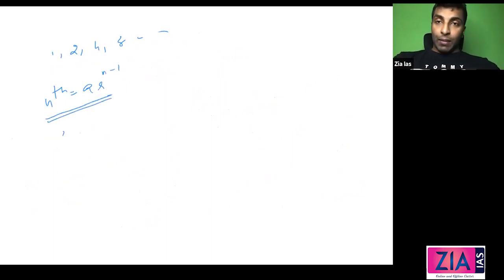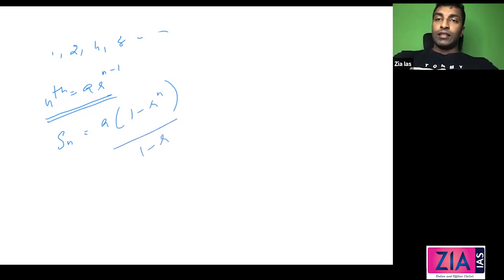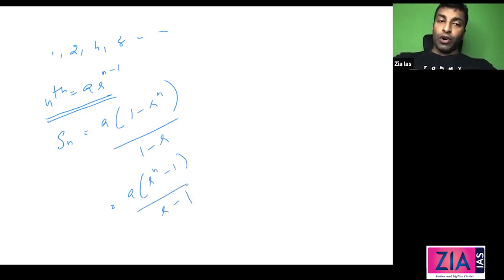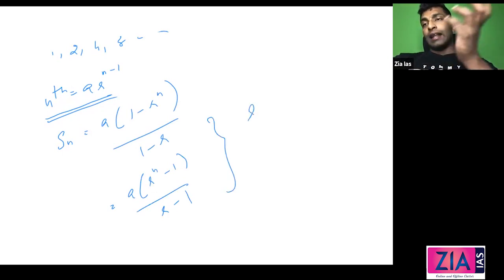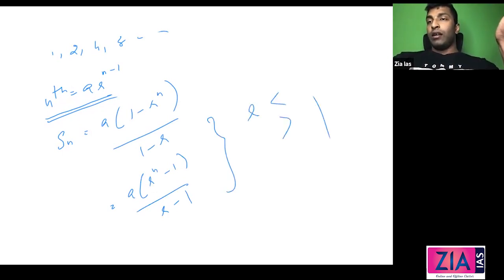If you need to find the sum, it depends on two aspects related to R and 1. I'll give you two formulas. Both are almost the same only. A into 1 minus R raised to n divided by 1 minus R. This is one case. Or another formula, A into R raised to n minus 1 divided by R minus 1. Okay, it all depends on whether R is less than or greater than 1. Okay, so this is a formula which you need to know.